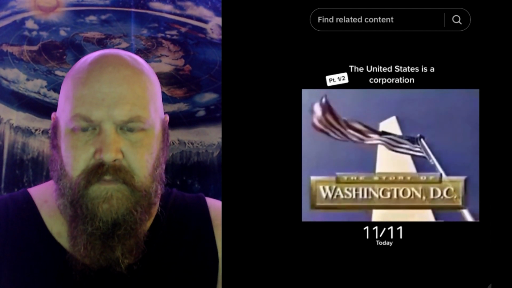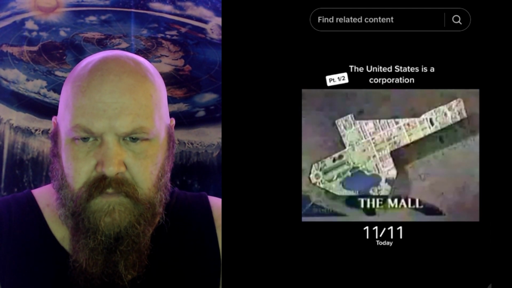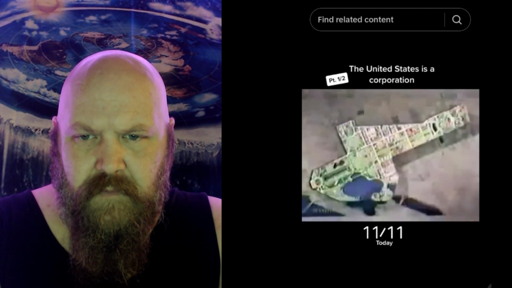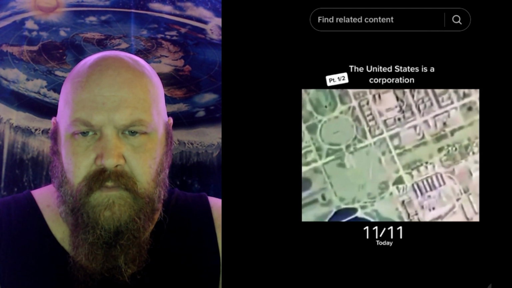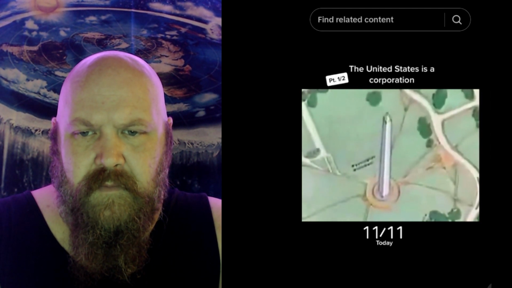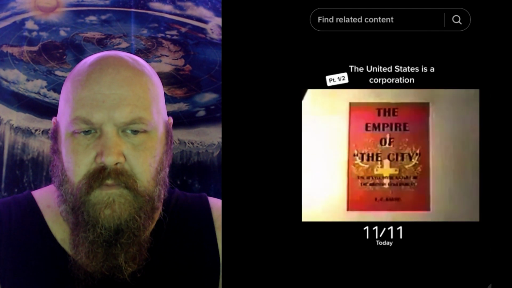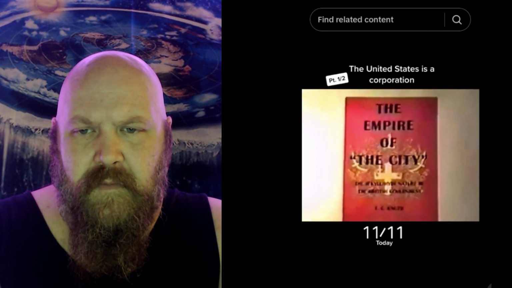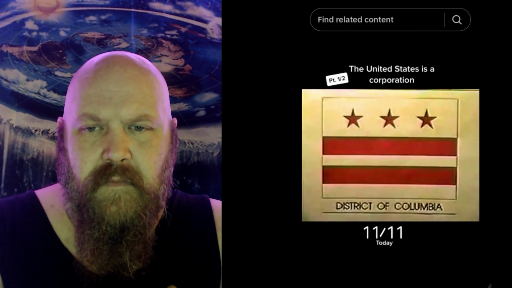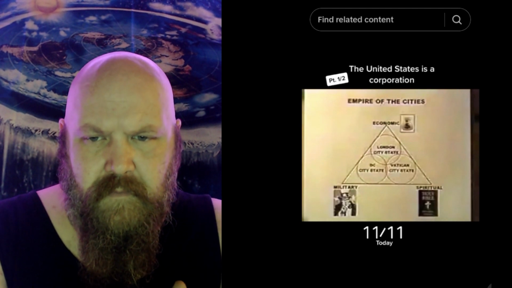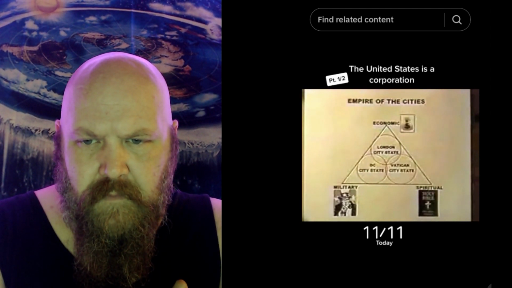The city-state of London and the Vatican, a 3rd city-state, was officially created in 1982. That city-state is called the District of Columbia and is located on 10 square miles of land in the heart of Washington. The District of Columbia flies its own flag and has its own independent constitution. Although geographically separate, the city-states of London, the Vatican, and the District of Columbia are one interlocking empire called Empire of the City. The flag of Washington's District of Columbia has 3 red stars, one for each city-state in the 3-city empire. This corporate empire of 3 city-states controls the world economically through London's inner city, militarily through the District of Columbia, and spiritually through the Vatican.